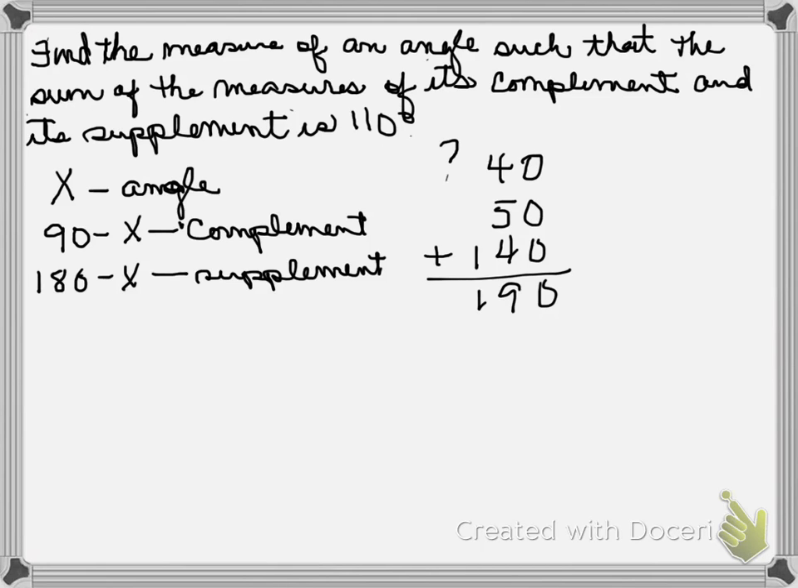Let's do another what if. What if the angle is 60? Then its complement is 90 minus 60, that's 30. 180 minus 60 is 120, and they add to make 150. So again, not the one we're looking for. Now, by trial and error, we might eventually get there, but let's just solve for it.